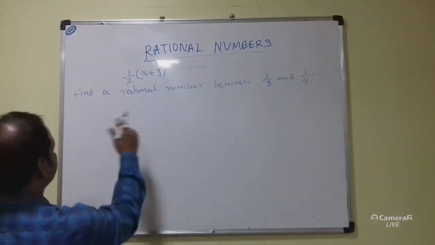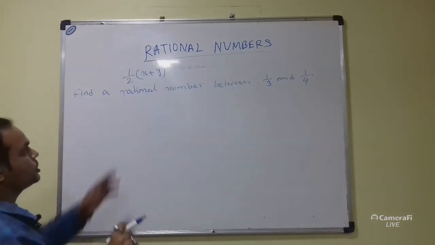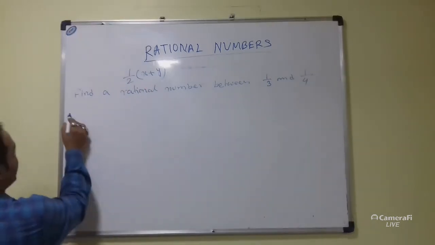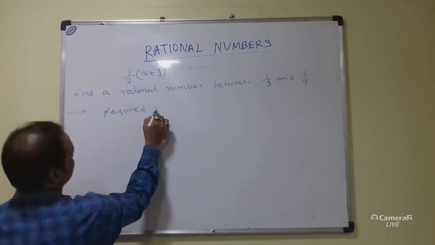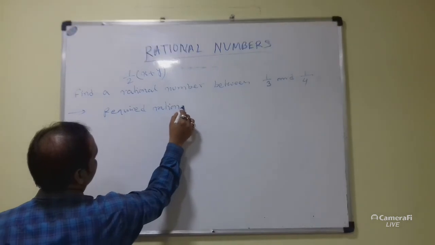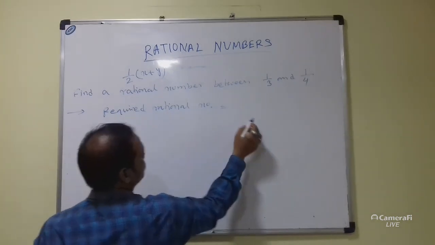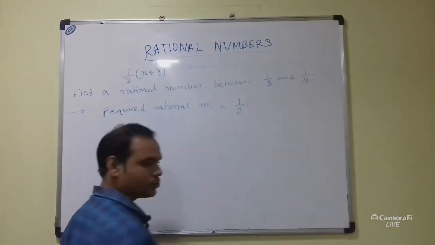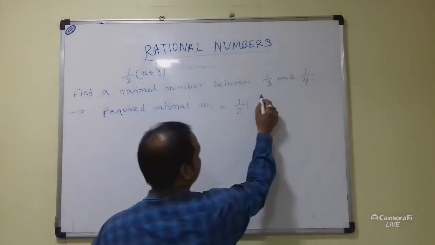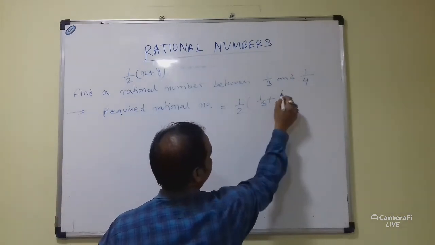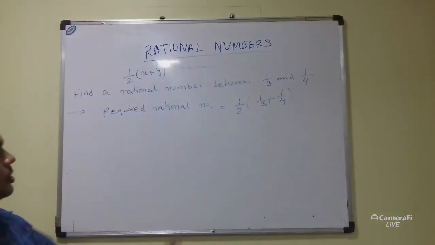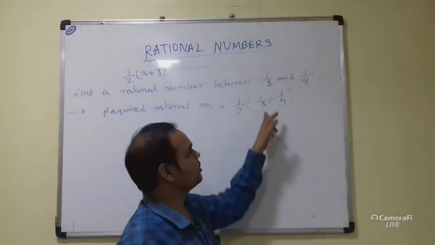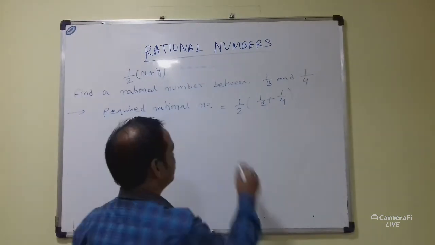So here we have to use this formula. So we can write it, required rational number is equal to half of x plus y. So here x is equal to 1 by 3 and y is equal to 1 by 4. Clear, students? So here x means 1 by 3 and y means 1 by 4.